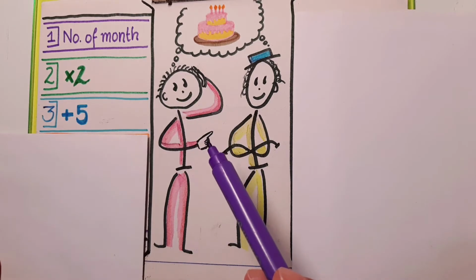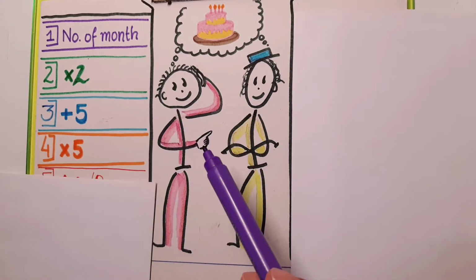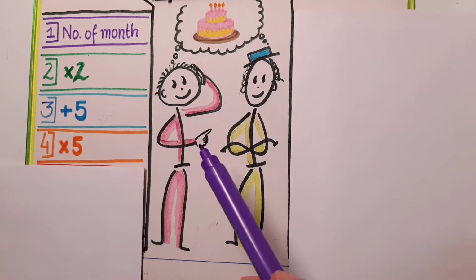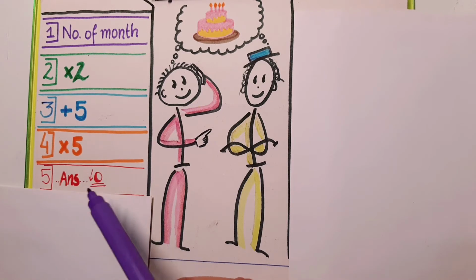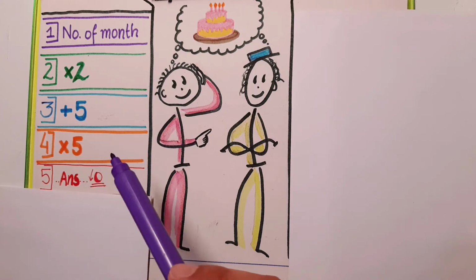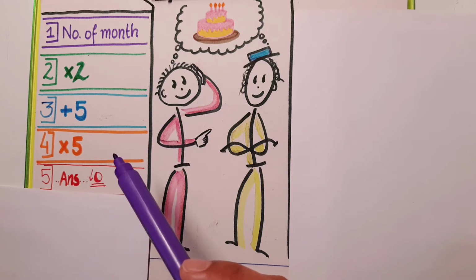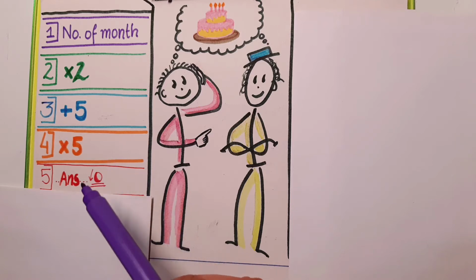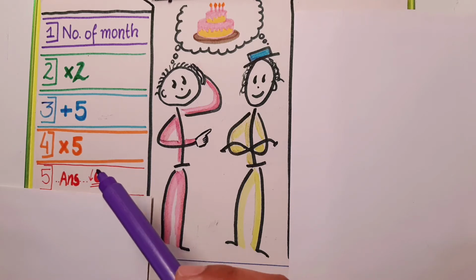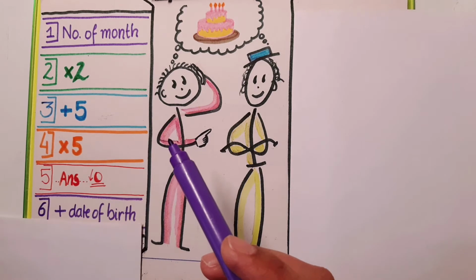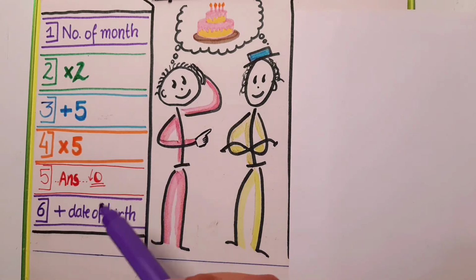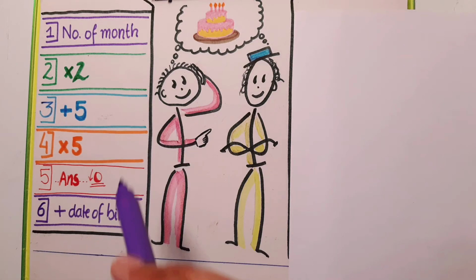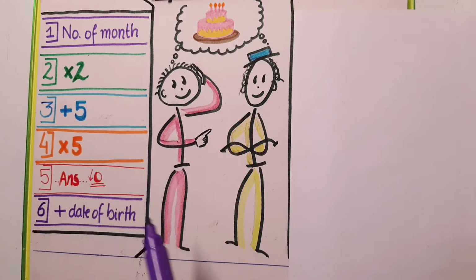And then add 5 to the number, then multiply it by 5, then put a 0 at the end of the answer, right? So if the answer would be, let's say 25, then you just put a 0 at the back, and then that would be 250. And then the last step is to add the date of birth to the answer, right? So these are the 6 steps that they have to go through.